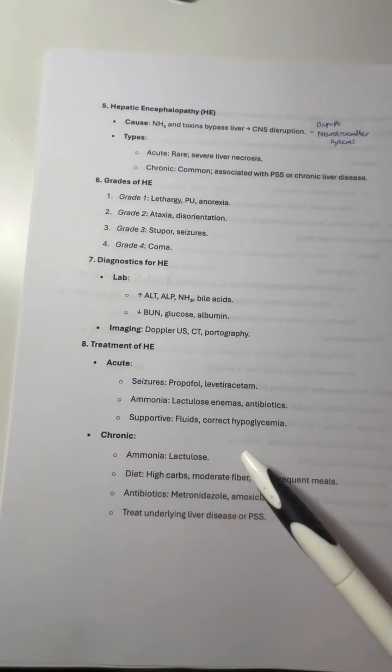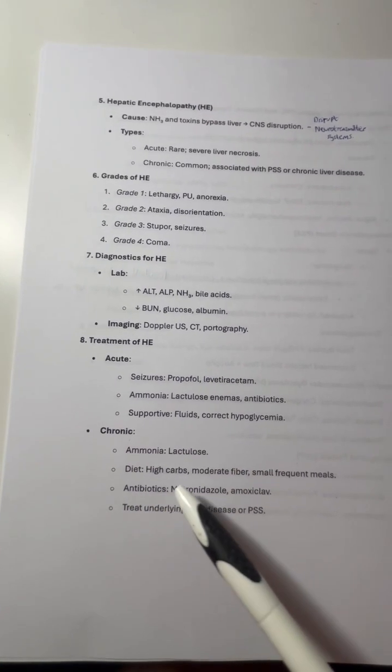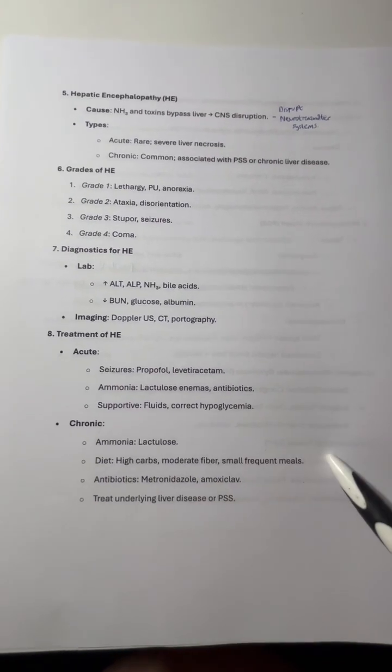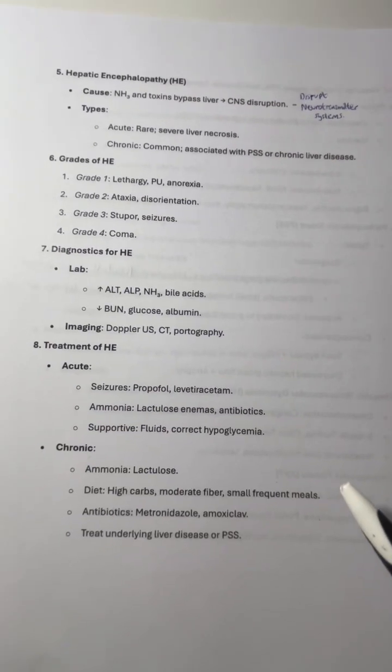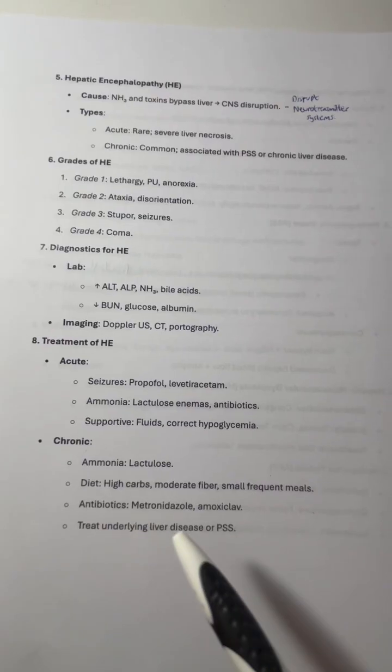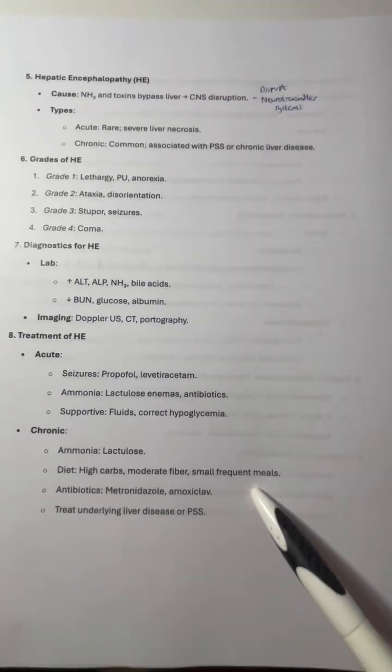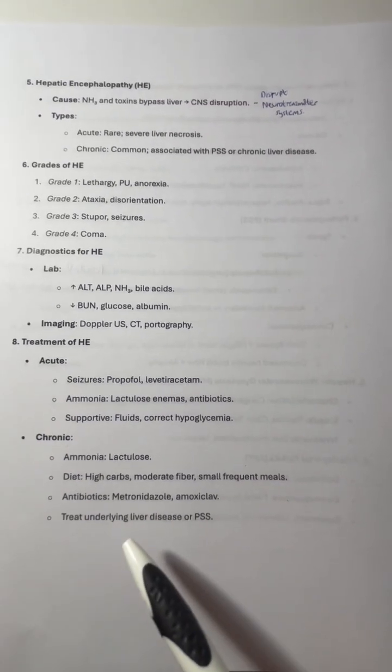In chronic cases, you treat ammonia with lactulose, and for dietary, you give high carbs, moderate fiber, and small frequent meals. And you can also give antibiotics, in the case of metronidazole and amoxicillin clavulanic acid. And also treat any underlying liver diseases that are causing portosystemic shunt.